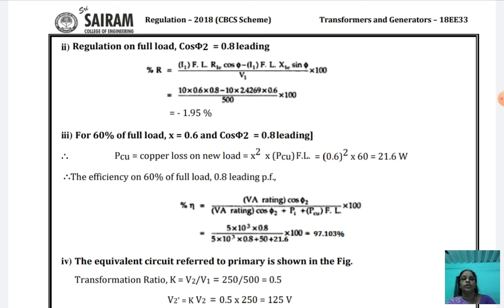Same formula only. The difference is that in the second required data X equal to 1, and here in the third, X equal to 0.6 only. So here you can substitute VA cos φ and so on, and then divided by 5 into 0.8 into, then 21.6 only, we are getting 97.